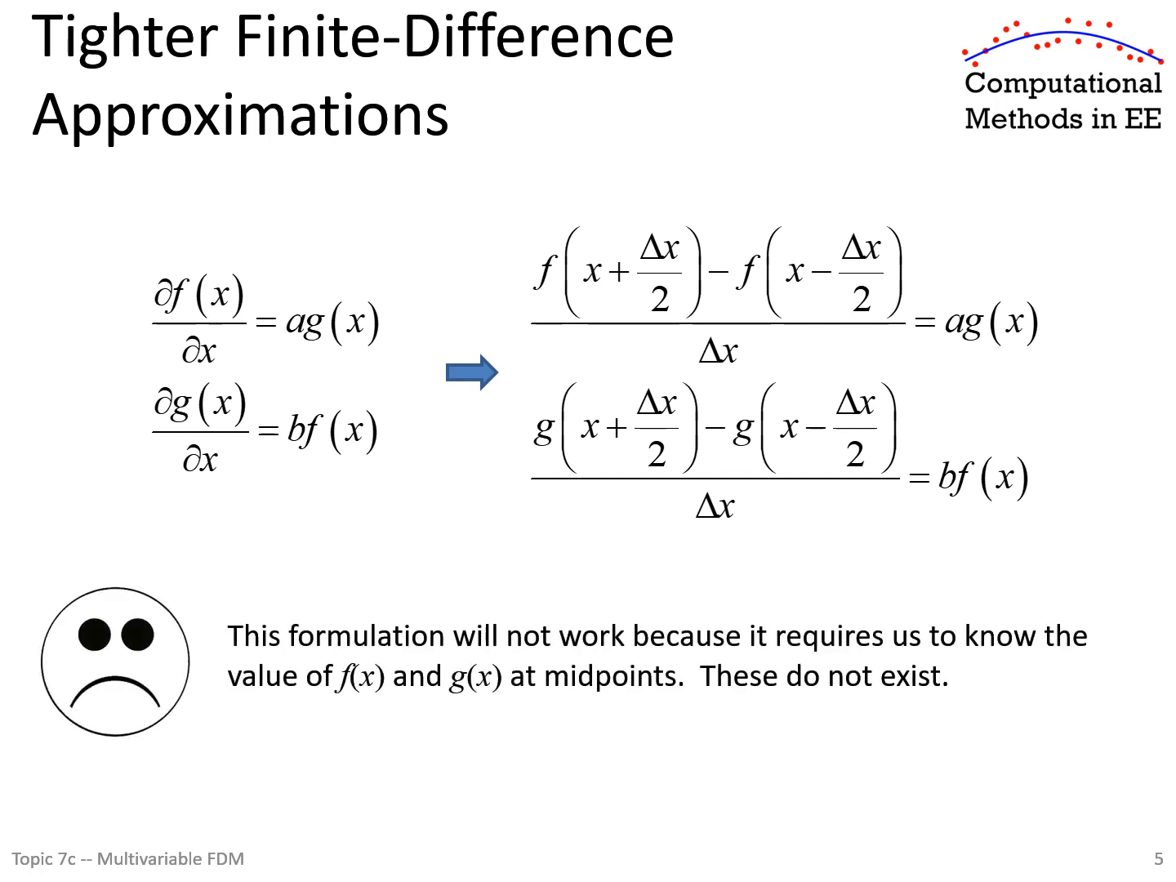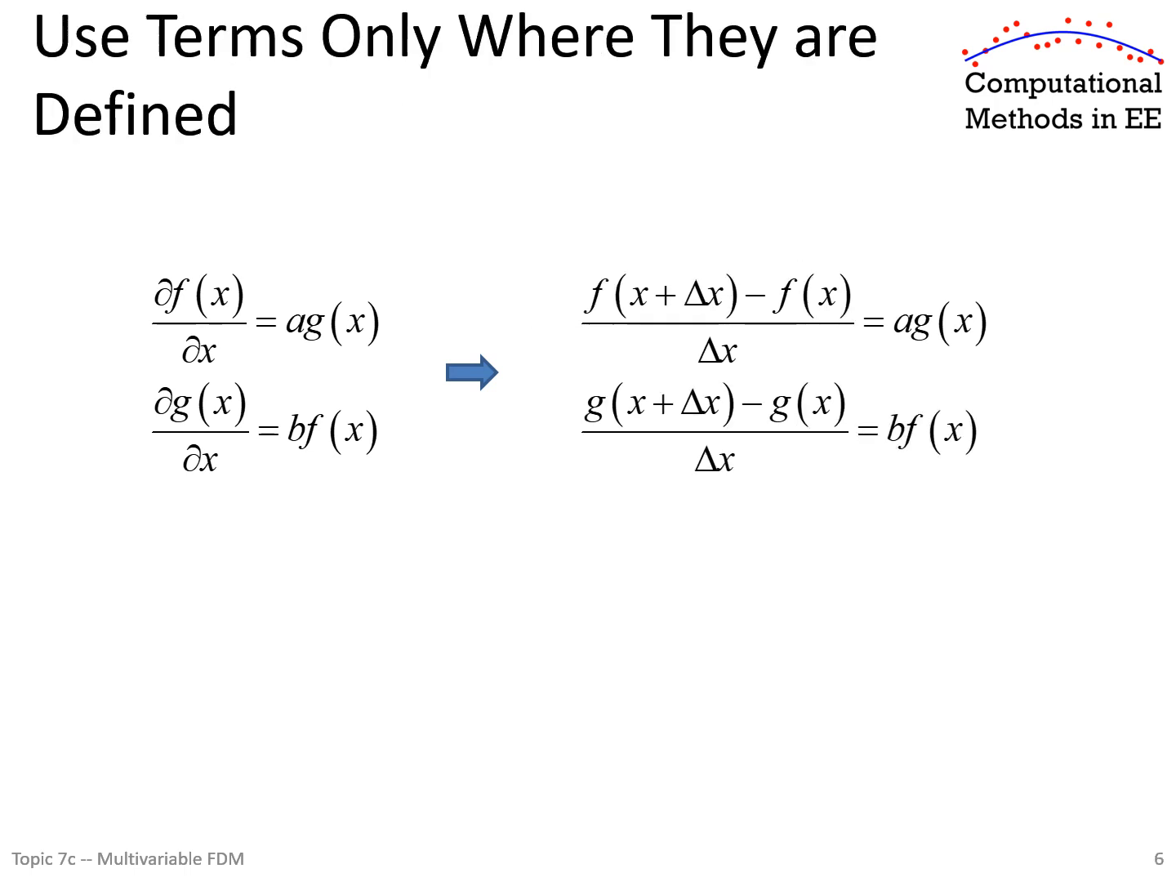It turns out no, because this forces us to have to know the value f and the value g at the midpoints. We're only storing f and g at integer multiples of delta x, not at those midpoints. So this isn't going to work for us. What should we do next? Let's express our finite differences only at x and x plus delta x and 2 delta x and 3 on. So we write our finite differences this way.